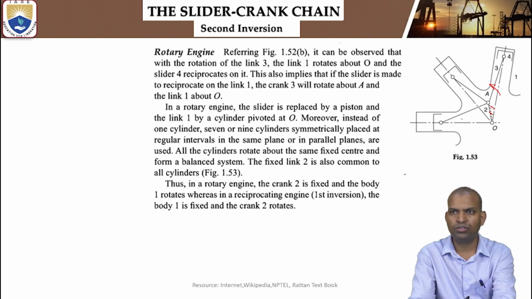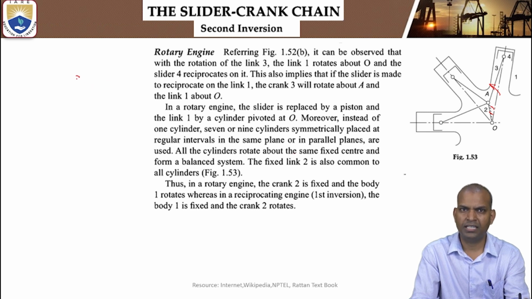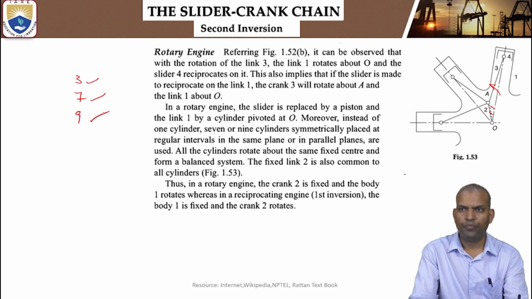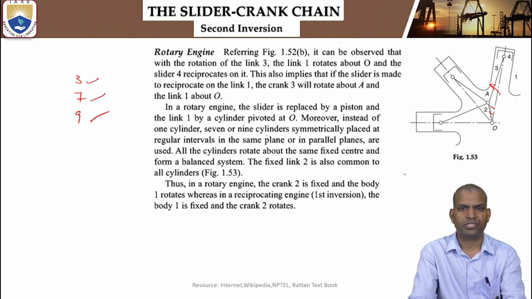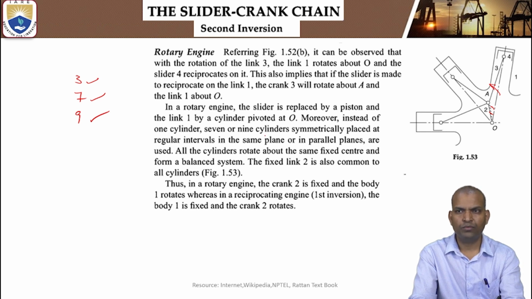So what will happen? Link 2 remains fixed. Then link 3, that is the crank, acts as a crank. This is a 3-cylinder rotary engine. There are different types of rotary engines: 3-cylinder, 7-cylinder and 9-cylinder. So that means what? Link 1 is not fixed. That means link 1 also moves. And what are the moving members here? The movable links are link 3, link 4 and link 1. And link 2 remains fixed. That's why it becomes the second inversion.